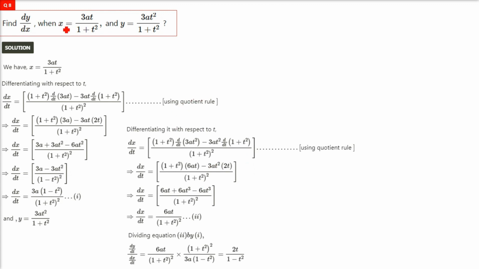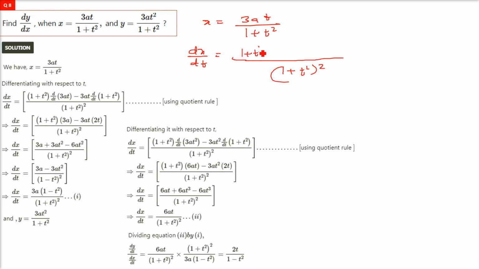Because there is a quotient rule, the main thing which we are going to apply. X is equal to 3at divided by 1 plus t square. The only difference between x and y is the power of t. One time it is t, one time it is t square. So dx by dt: (1 plus t square) whole square will come in the denominator. Then (1 plus t square) times the differentiation of 3at, which is 3a, minus 3at times the differentiation of 1 plus t square, which is 2t, so 6at square.